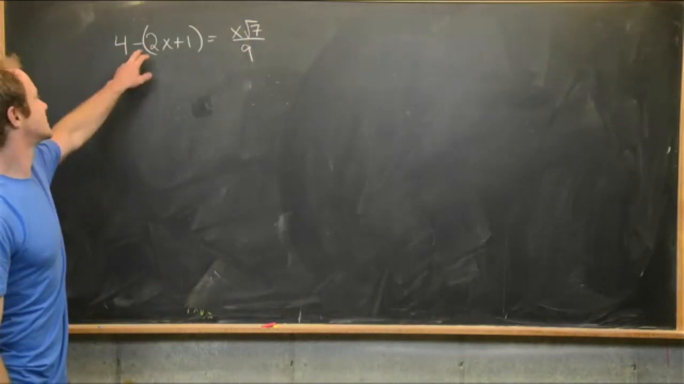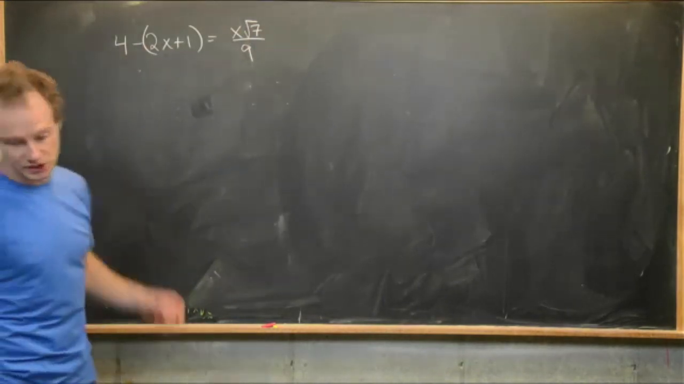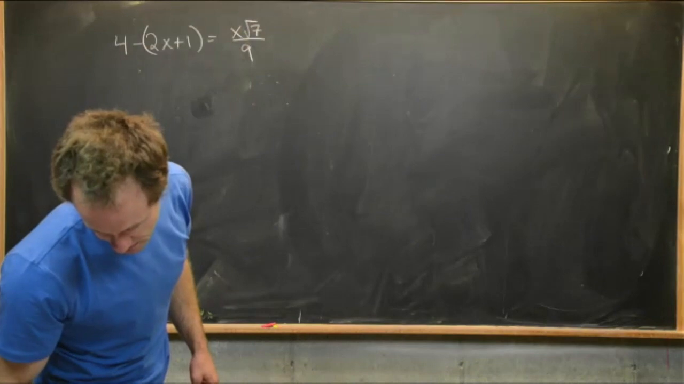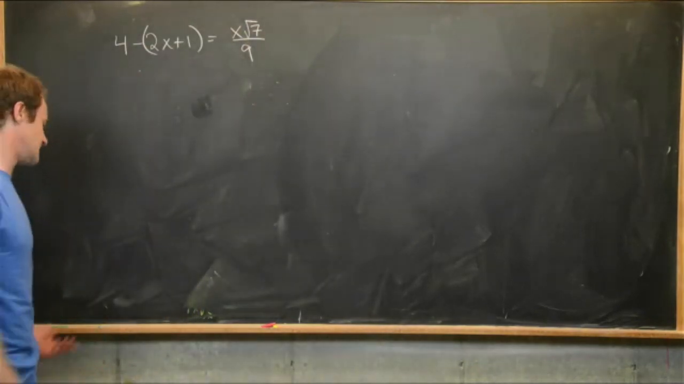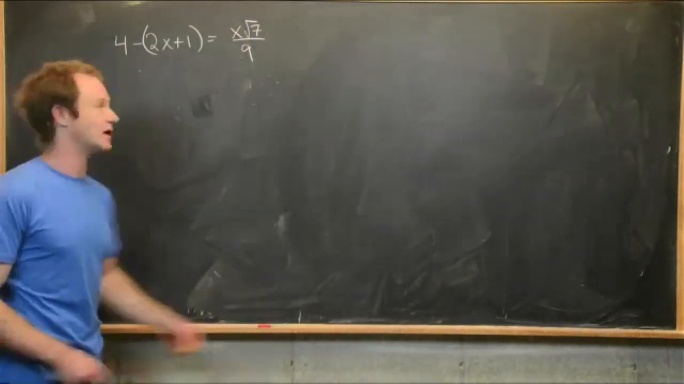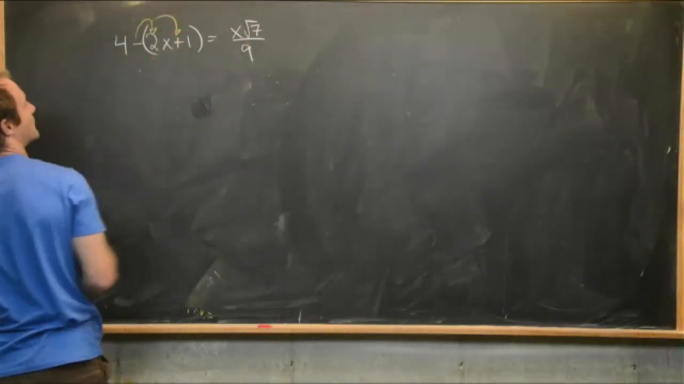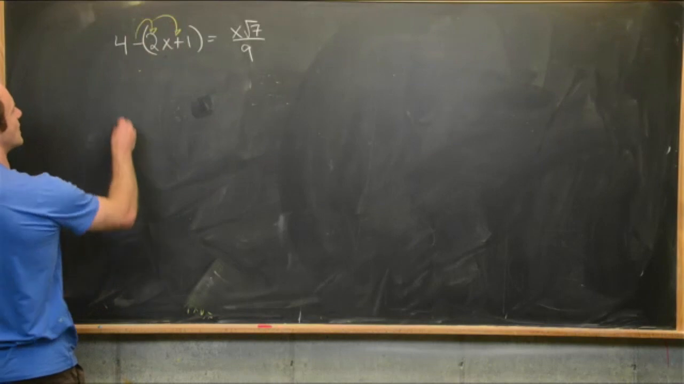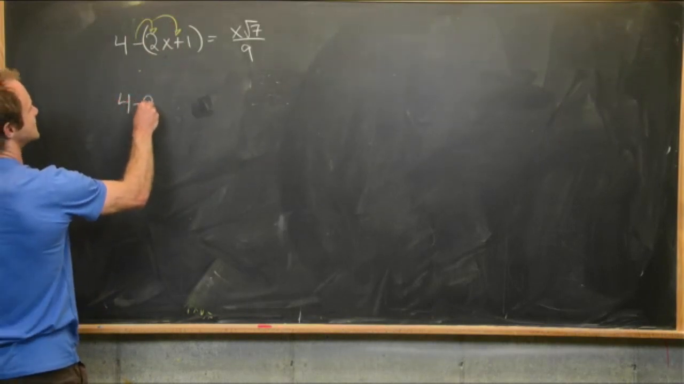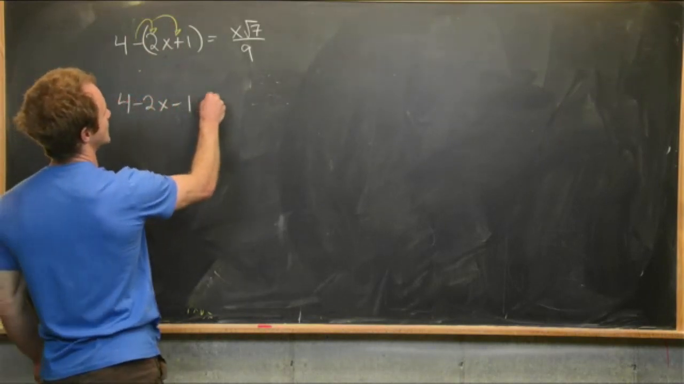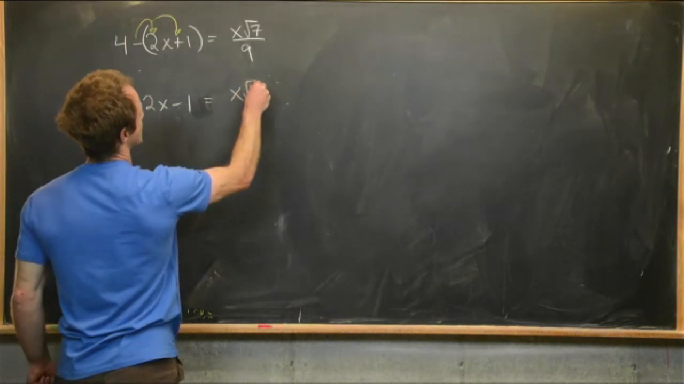Maybe I'll go ahead and just distribute this minus sign onto both of the terms that are inside of the parentheses, just because we have to choose one of them to do first. So let's go ahead and take that minus sign, distribute it on both of those. So that's going to transform our equation to 4 minus 2x minus 1 equals x times the square root of 7 over 9.